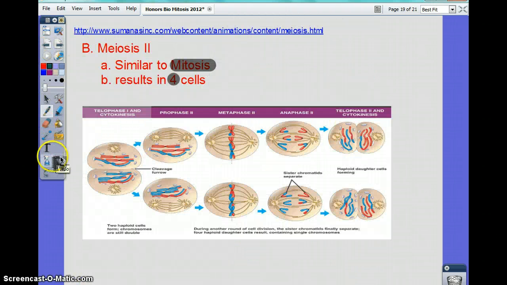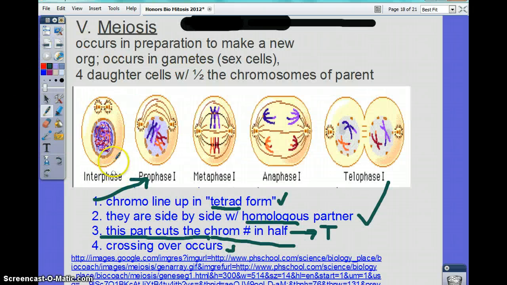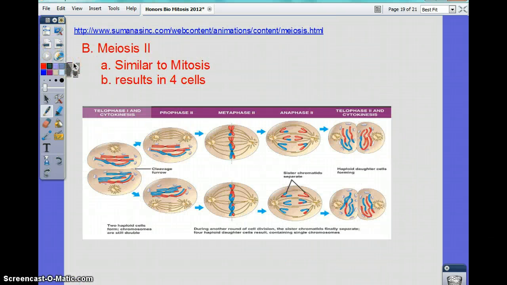Then meiosis 2 occurs. Meiosis 2, and let me go back here. You have interphase, then you have PMAT, then you have cytokinesis. So let's add cytokinesis here. And then meiosis 2 begins. There's no interphase again. It goes straight into meiosis 2.